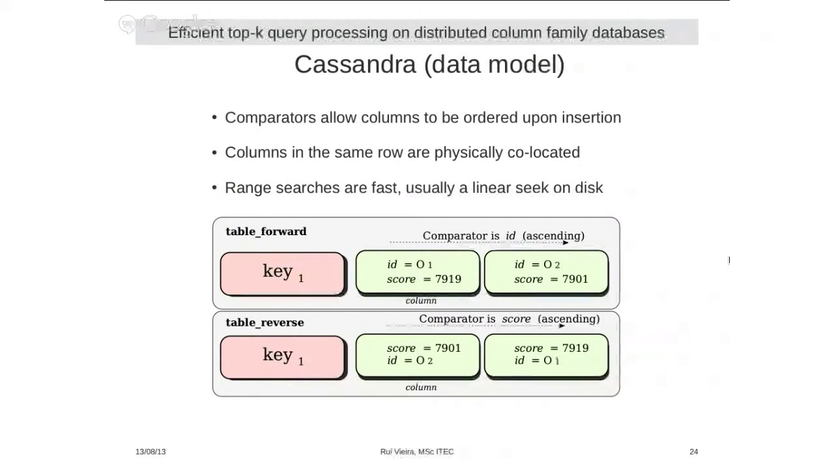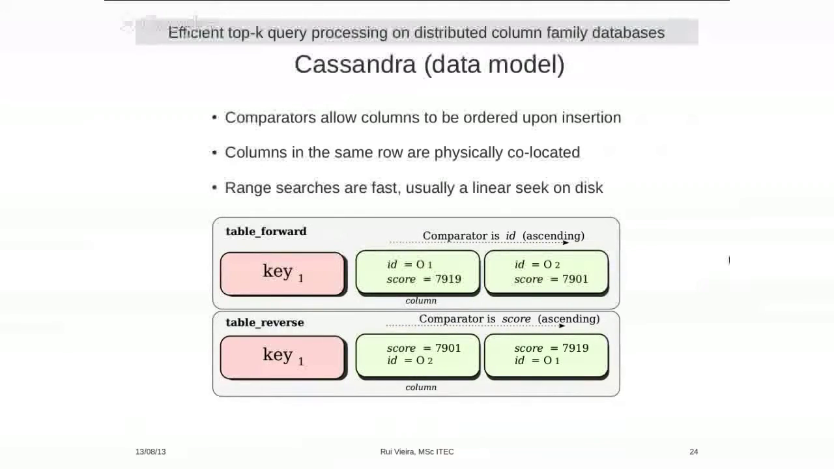The data model for Cassandra works in a way in which primary keys also have comparators. Columns in the same row are physically collocated, as we've seen, but we can look at these two different tables, for instance, and the main difference is that on the table on the top, the comparator is ID. So all the columns in this row will be ordered by ID, and they'll be ordered physically on disk, which means that if this was another ID, say ID 010, and then I inserted ID 02, it would be physically inserted between ID 01 and 010.